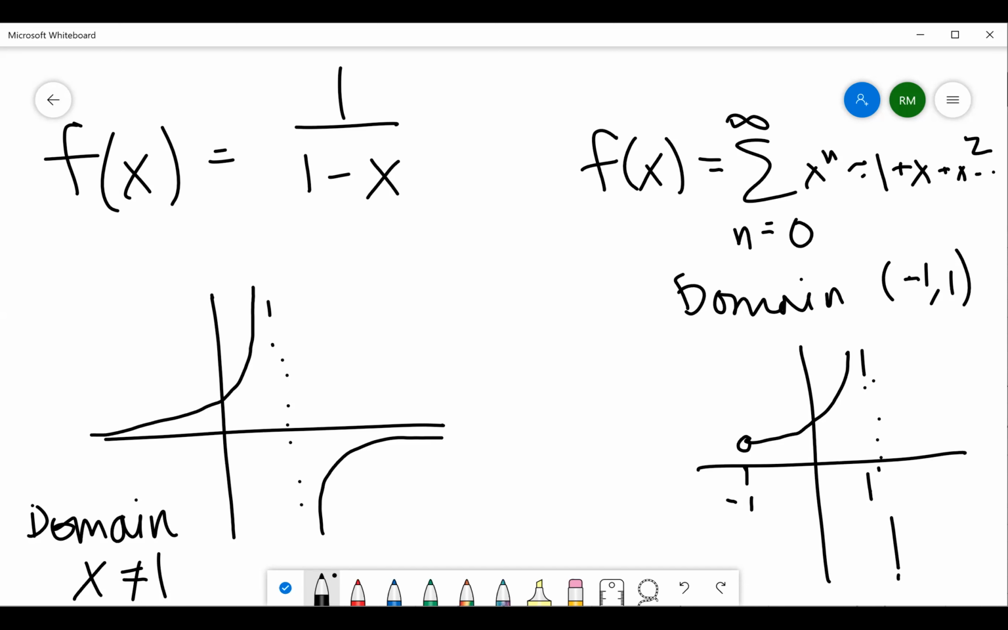So what we're going to see as a general phenomenon is that our power series only work in a certain range of values for our original function, 1 over 1 minus x. So we cannot express all of 1 over 1 minus x by a single power series, but you can express part of it that way.